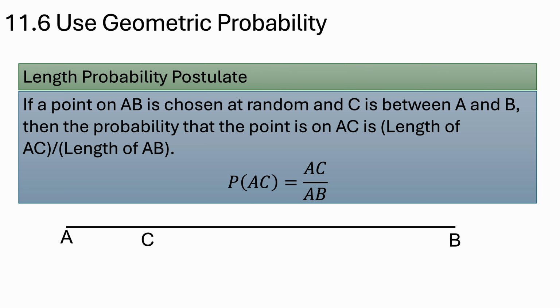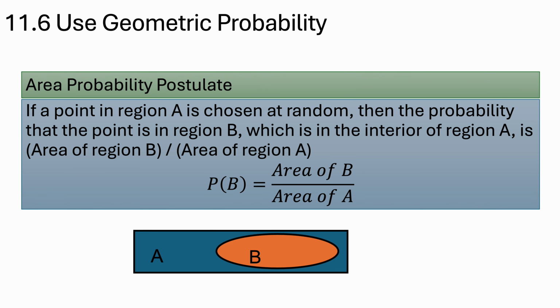Length probability postulate. If a point is chosen at random on AB and C is any point between A and B, then the probability that the point is on AC is the length of AC divided by the length of AB. Because if it has to be on AC, that is AC divided by everything, since the total is AB. So that's the probability.